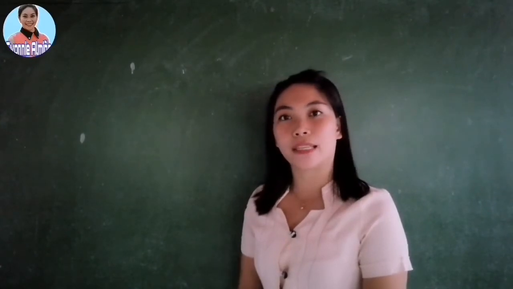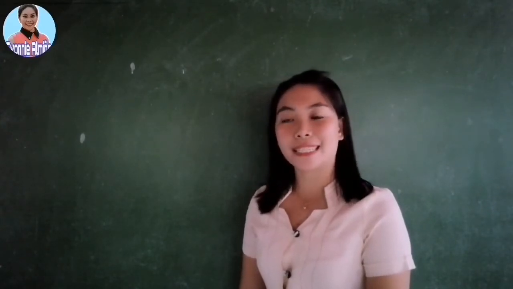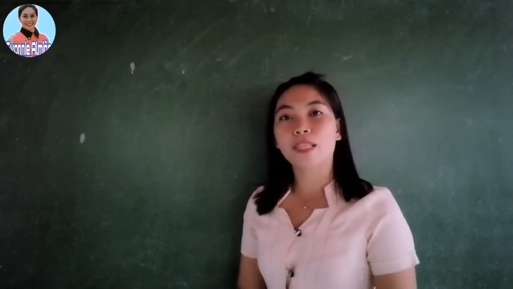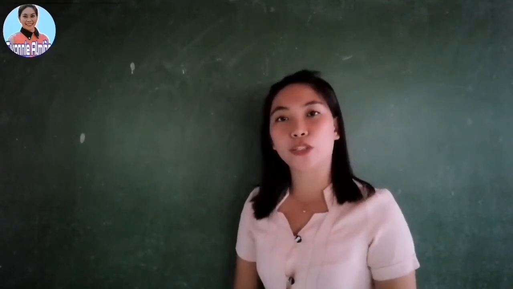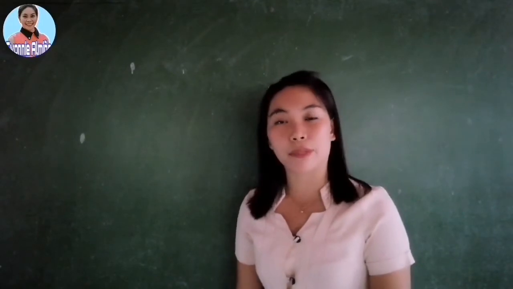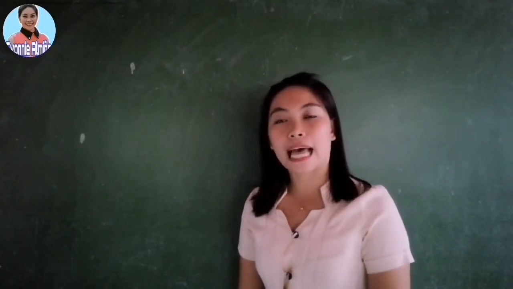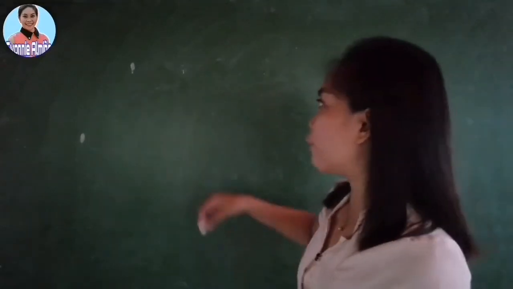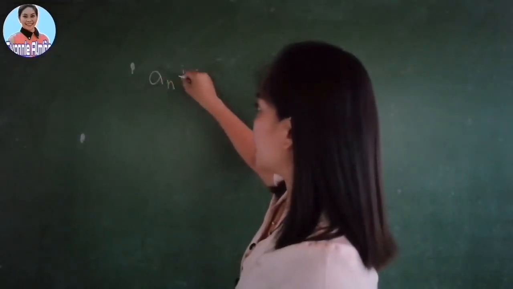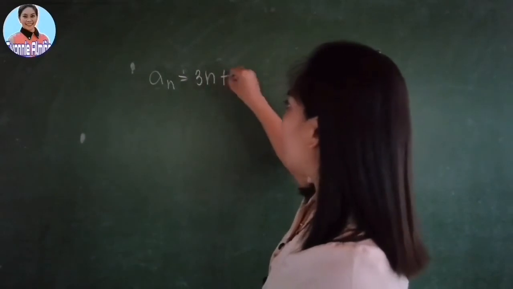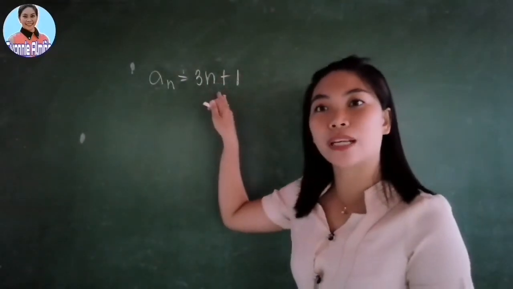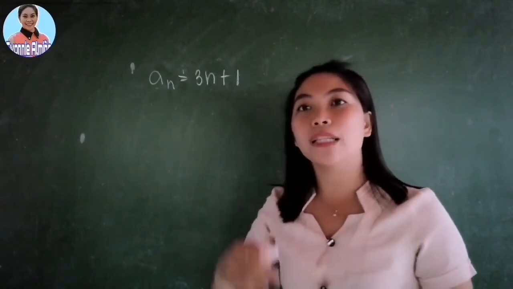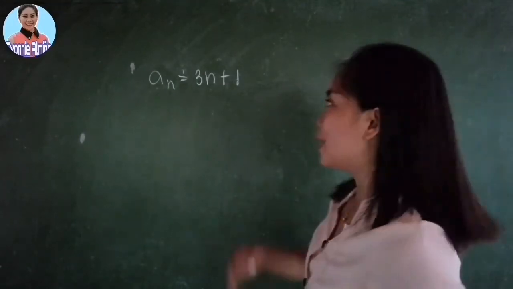So as what I have said earlier, a sequence is a set of numbers in a specific order. So now, from the general rule, we are going to list down the terms. So for example, let us have the first 5 terms of this sequence defined by a sub n is equal to 3n plus 1. So we have the general rule. We are going to identify or list all the first 5 terms of the sequence.